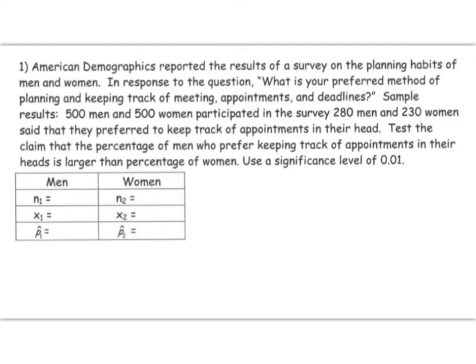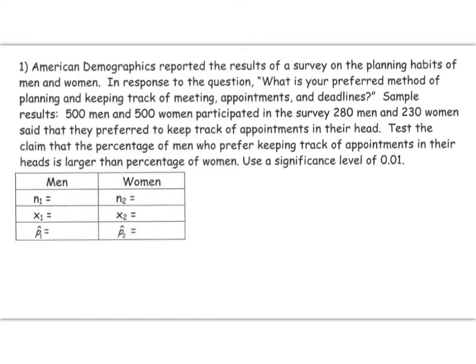American Demographics reported the results of a survey on the planning habits of men and women. In response to the question, what is your preferred method of planning and keeping track of meeting appointments and deadlines? The sample results were that 500 men and 500 women participated in the survey. 280 men and 230 women said that they preferred to keep track of appointments in their head. Test the claim that the percentage of men who prefer keeping track of appointments in their heads is larger than the percentage of women. Use a significance level of 0.01.